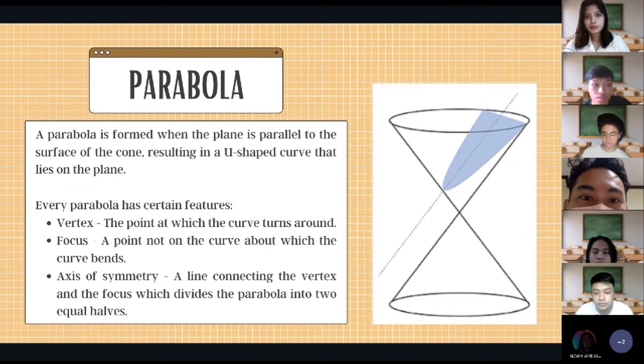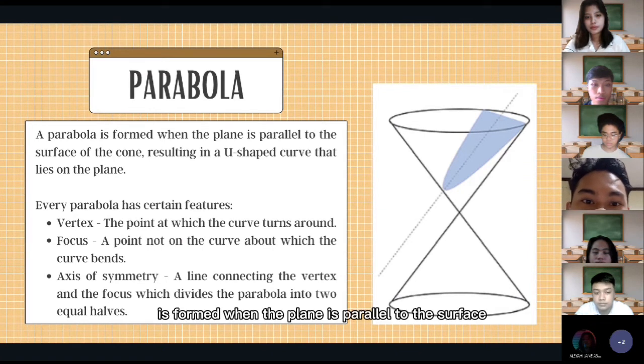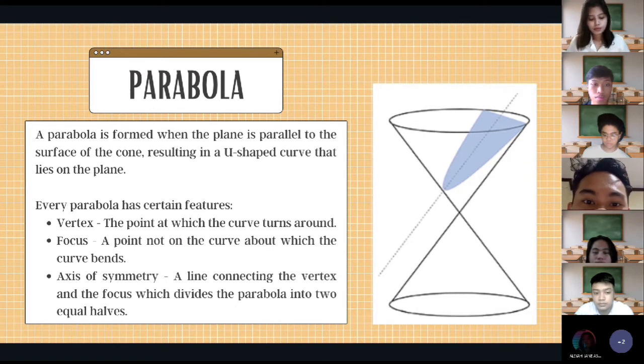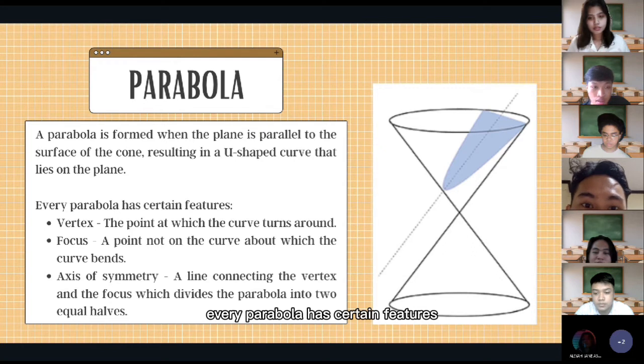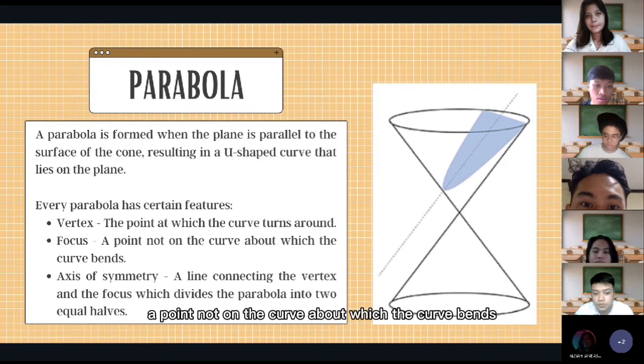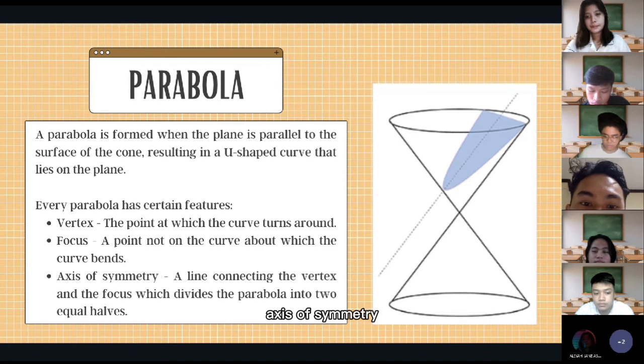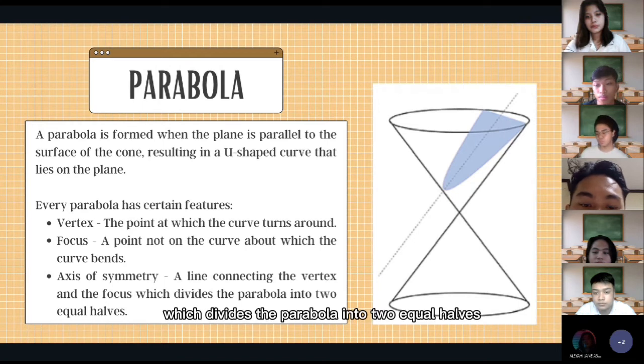Parabola. A parabola is formed when the plane is parallel to the surface of the cone, resulting in a U-shaped curve that lies on the plane. Every parabola has certain features: vertex, the point at which the curve turns around; focus, a point not on the curve about which the curve bends; axis of symmetry, a line connecting the vertex and the focus which divides the parabola into two equal halves.